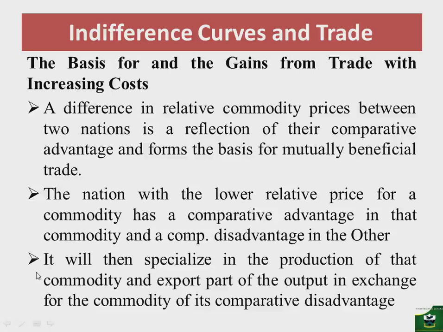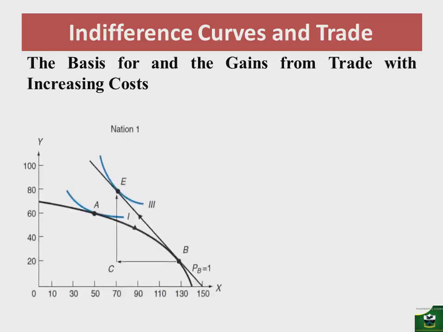So with that, we also mentioned the nation will then specialize in producing the commodity where it has a higher comparative advantage compared to the other commodity, or it will specialize in producing a commodity of its comparative advantage and leave the commodity of its comparative disadvantage to its trading partner. So with that, we can look at this structure.